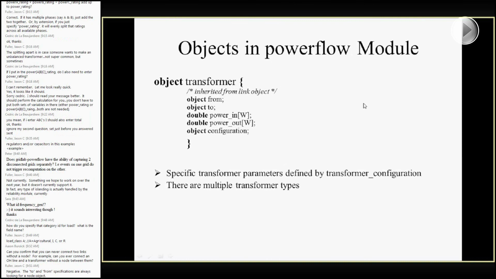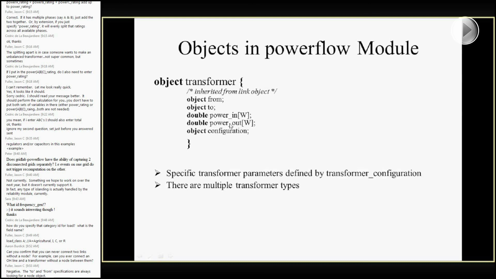Transformer, again, very similar to other link objects. Everything up above should be in here, like phases, name, and then the to and from; you still have to specify which nodes it's actually connected to. The configuration gives you the information on the transformer itself.